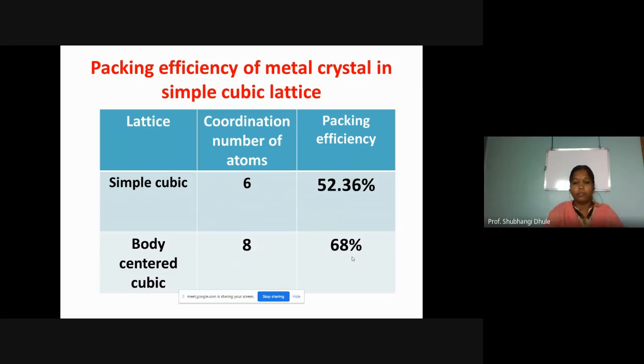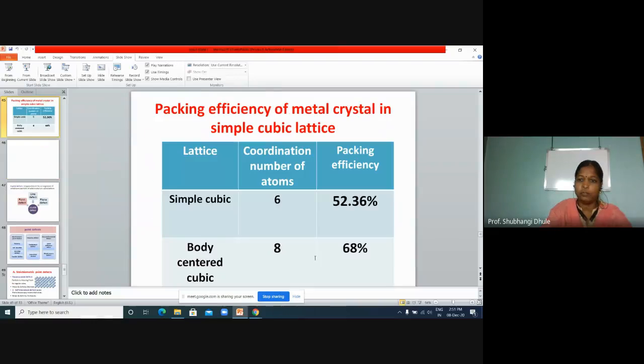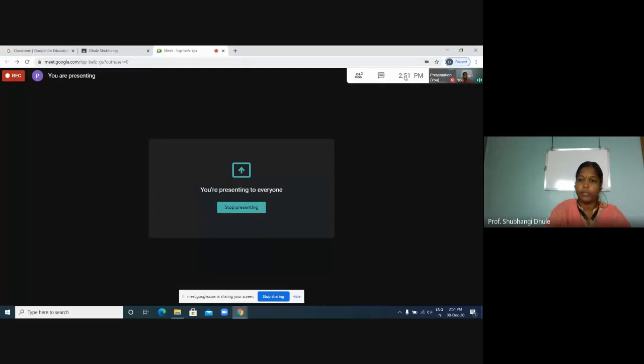I think we will stop here, and in the next lecture we will go for the next topic, that is point defects. In the next lecture we are going to see about point defects.